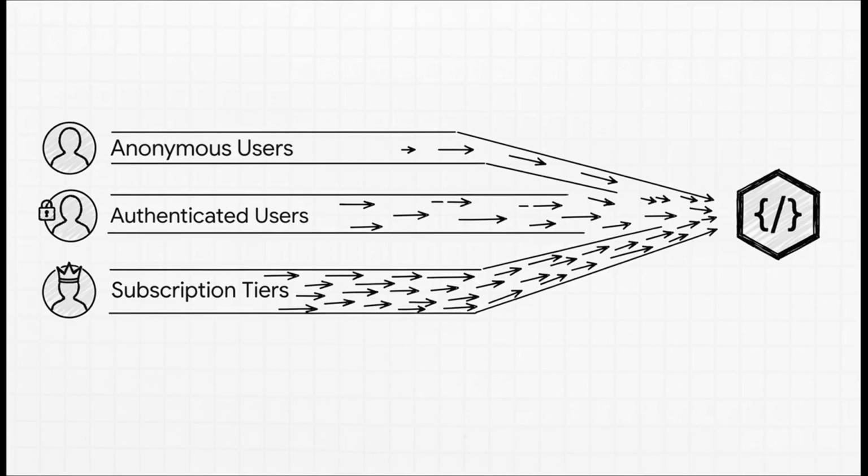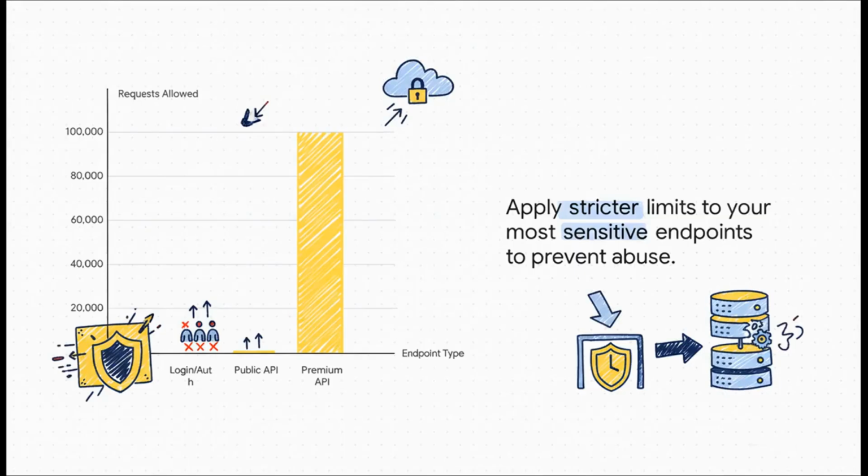For random, anonymous users just identified by their IP address, yeah, keep those limits tight. But for your logged-in, authenticated users, you can be way more generous. And if you have subscription tiers, this is perfect for giving your pro and enterprise customers much higher limits than your free users. And this same logic applies to your endpoints.